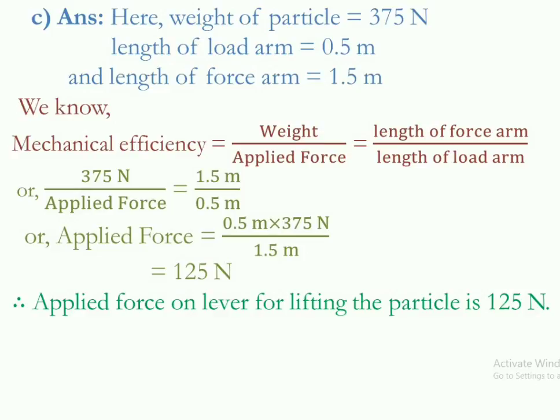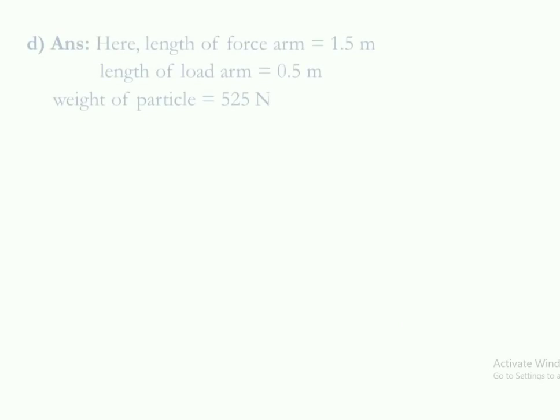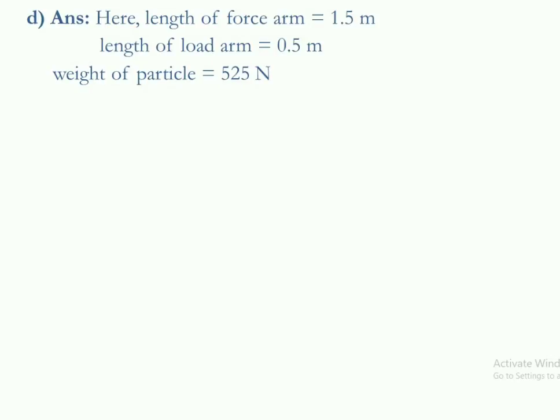Now in D, we have to lift a heavier particle than this one. The weight of the particle is given as 525 Newton, and here length of load arm and length of force arm shouldn't be changed. So how much extra force we have to apply here, we have to find out. First of all, we have to find out the amount of force needed to lift it.